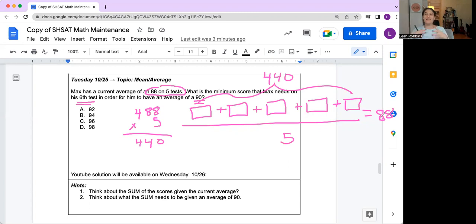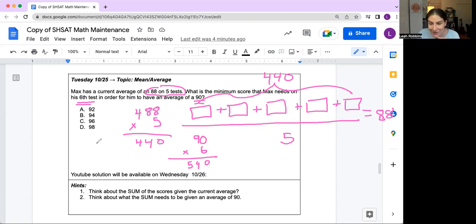Now, Max wants a 90. So what I have to ask myself is, what would he need on the next test in order to get a 90? So I'm going to say to myself, all right, now if he has 6 tests, what does his sum need to be for those 6 tests? So basically I'm going to multiply 90 times 6. 9 times 6 is 54. All right. And what that means is he needs 540 points. All right. He needs 540 points.